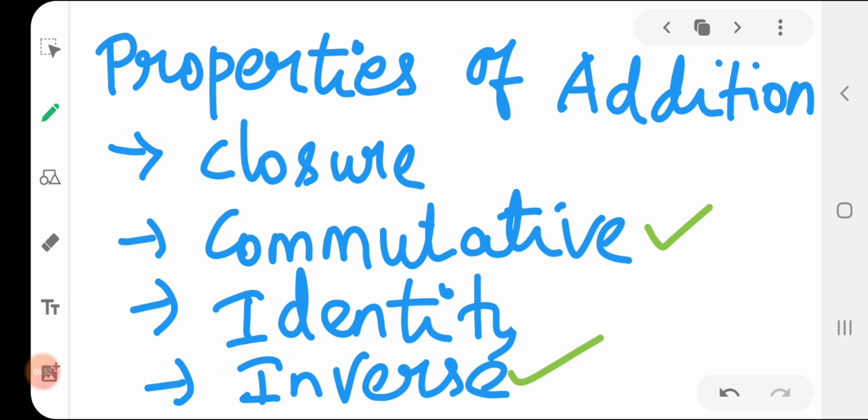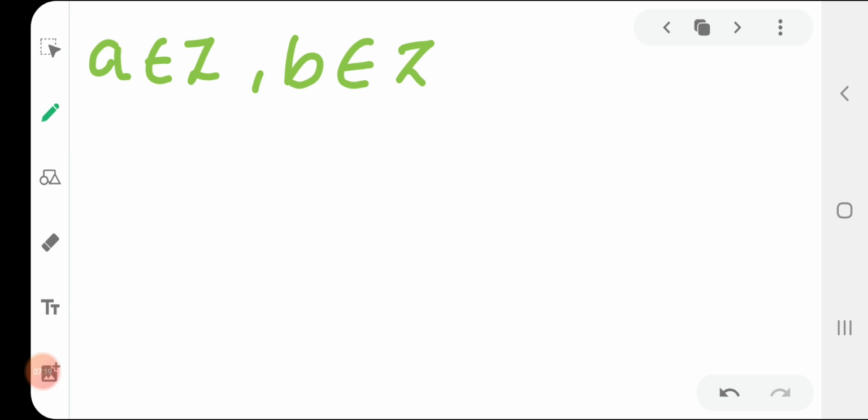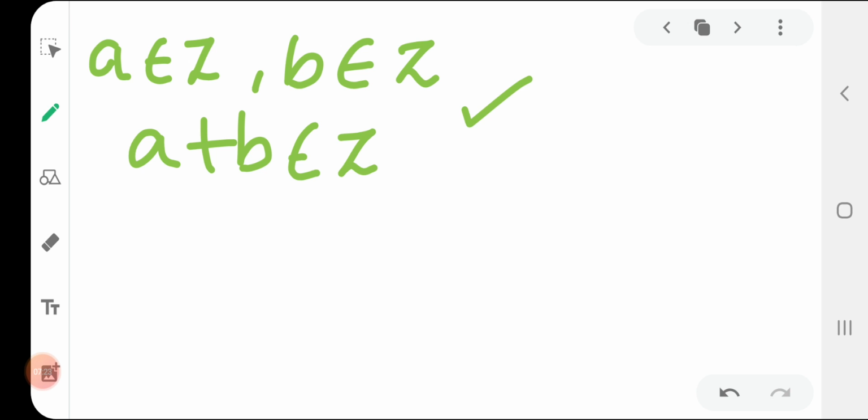So, let us again revise this. The properties of addition, we have 4 properties. We are discussing the 4 properties now: closure, commutative, identity, inverse. Closure means addition of 2 integer numbers will again be an integer number. I will write the generalized condition alone. Closure: let a belongs to Z. We have to take 2 numbers, so b belongs to Z. Then a plus b belongs to Z. Then it is called the closure property.